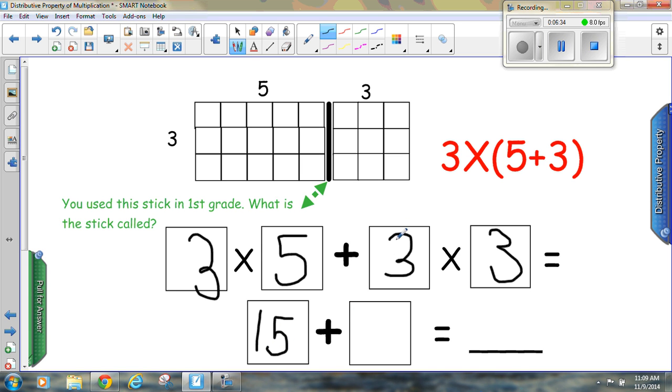And then if we have 3 times 3, we get 3, 6, 9. 9. That's right. Very good. 15 plus 9 is 24. There are 24 tiles or squares in this whole rectangle.